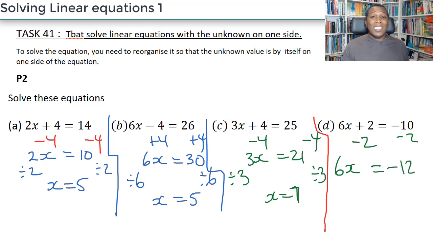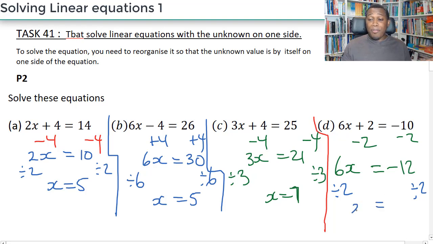I don't want 6x, I want x. That means I now need to divide by 2, and that's not number line division. I'm thinking, I have x on the left-hand side, and I'm thinking, what's half of minus 12? Half of minus 12 is minus 6. It is going to stay as minus 6 because the signs are different. If it was divided by minus 2, then I would have 6 as my answer. But minus 6 times 2 would give me minus 12, and I can check it.